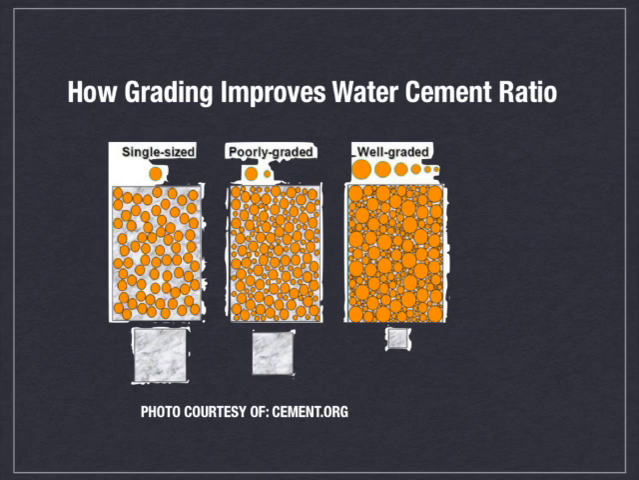Well, that bucket would take exactly 1 gallon of water. However, if I mix the 3/8 inch material with the 3/4 inch material, I will reduce the amount of water necessary to fill the bucket, or in this case, to achieve the same workability in my concrete. And less water means stronger, more durable concrete.